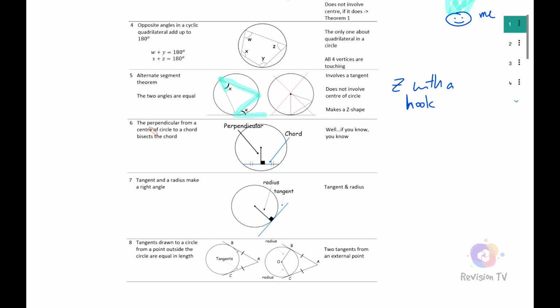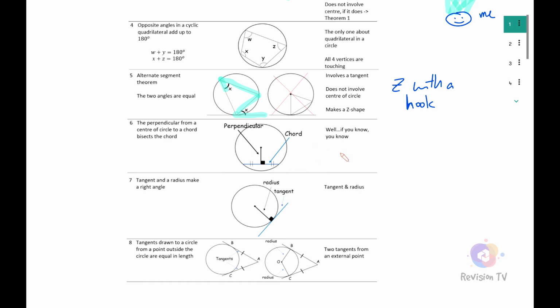No, not question six. Theorem 6. The perpendicular from a center of circle to a chord bisects the chord. So if you've got center of circle, again, cuts the chord, and then these two will be the same length, so perpendicular. And then, sorry, bisect means cut them in half, and also perpendicular.